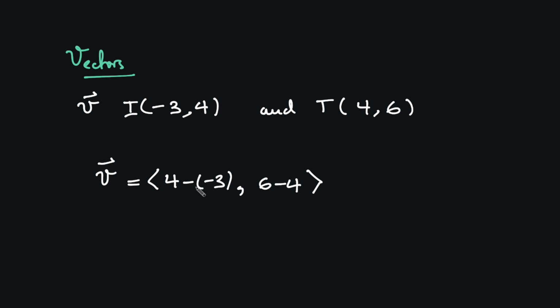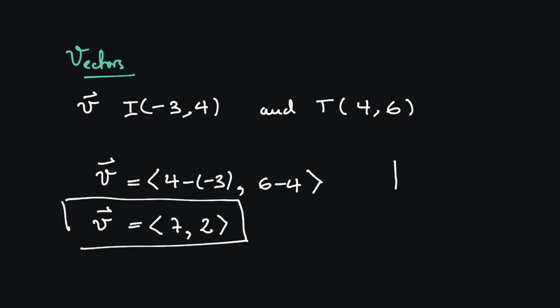4 minus (-3) will be 4 plus 3, which is 7. And 6 minus 4 will be 2. So the component form of a vector that starts at (-3, 4) and ends at (4, 6) is this: <7, 2>.